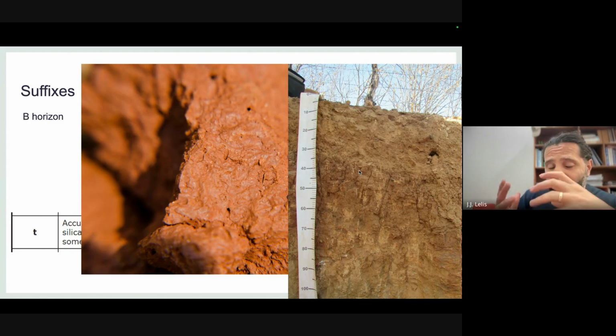So I have tons of millions of clays that are covering the aggregate and reflecting the light, okay? This is one of the expressions showing you that yes, you register clay migration in this specific horizon, and because of this, you need to call it a BT, a B horizon that expresses clay migration, okay?